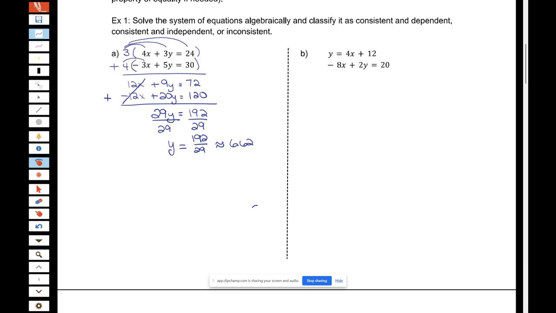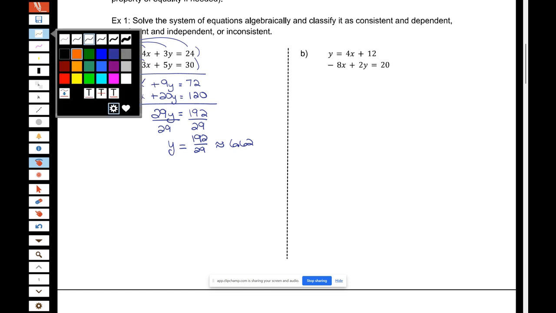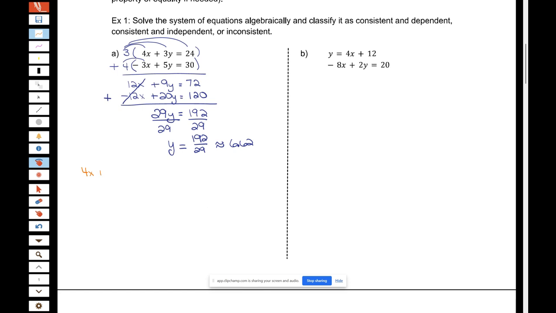So when you get a variable isolated and you get a value for it, if it's not a nice value that's easy to plug in, you're welcome to go back and eliminate again, but this time eliminate the other variable. 4x plus 3y equals 24. Negative 3x plus 5y. So there's my original two equations from up here. This time I'm going to eliminate the y's. I'm going to multiply the top equation by negative 5 and the bottom equation by positive 3 so that I will get a negative 15y and a positive 15y that add up to 0.